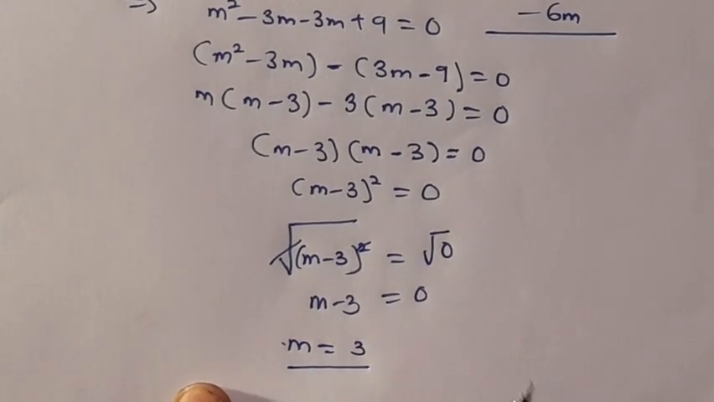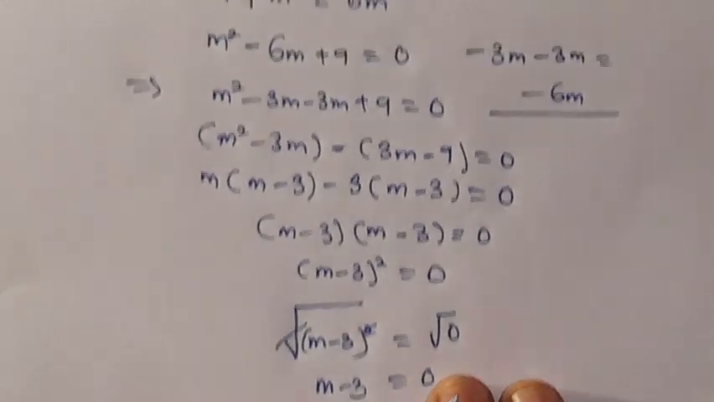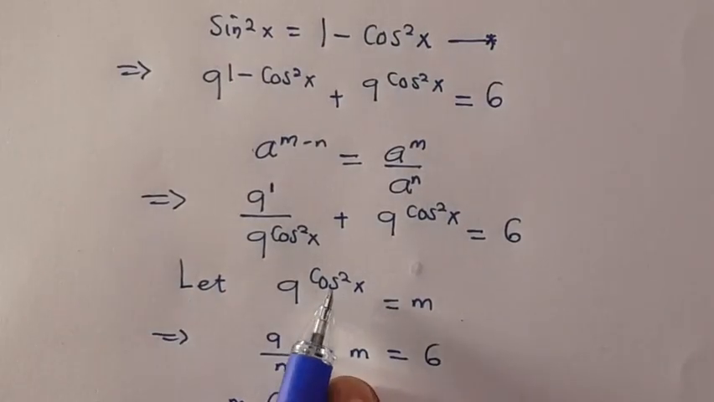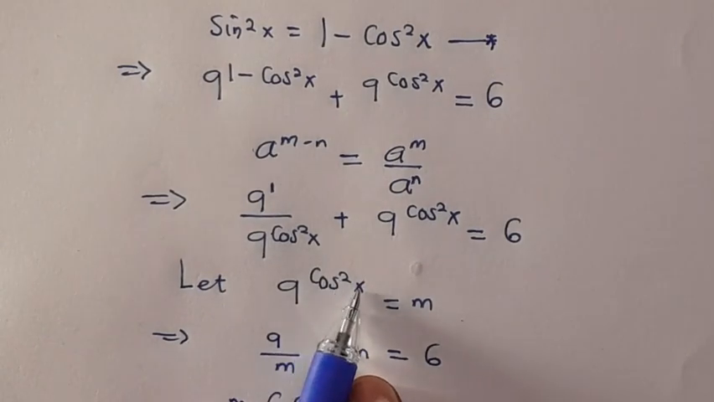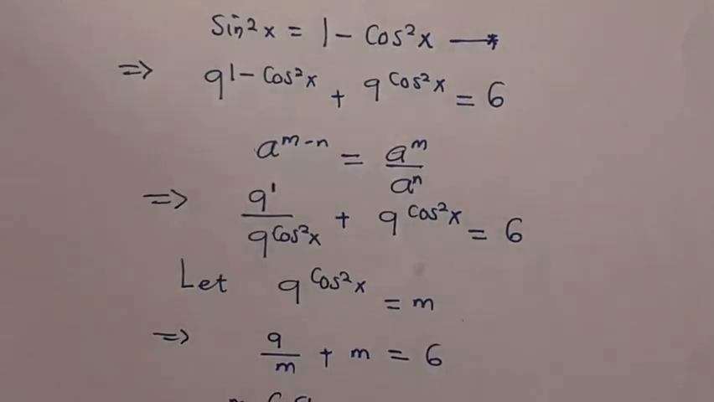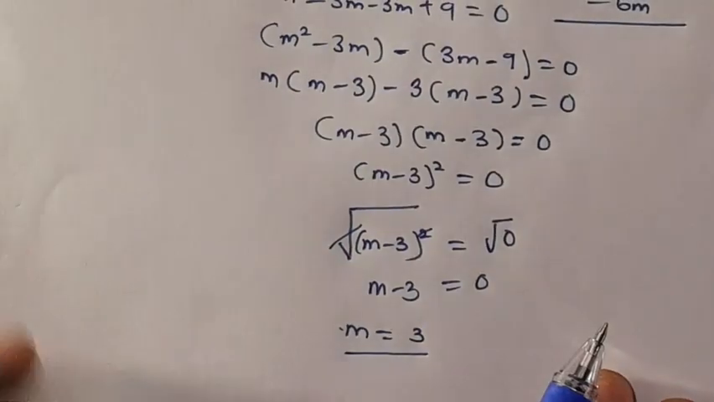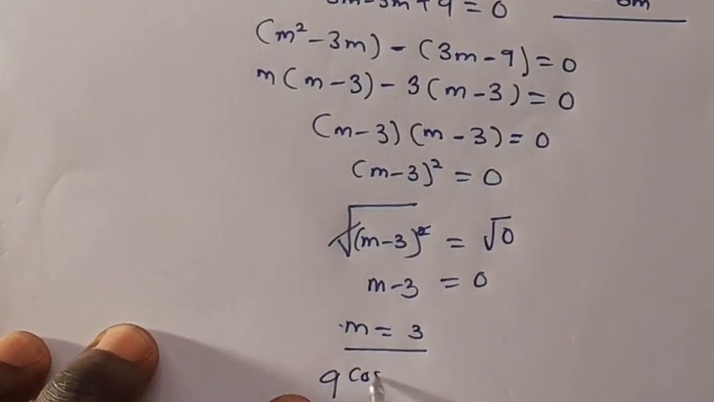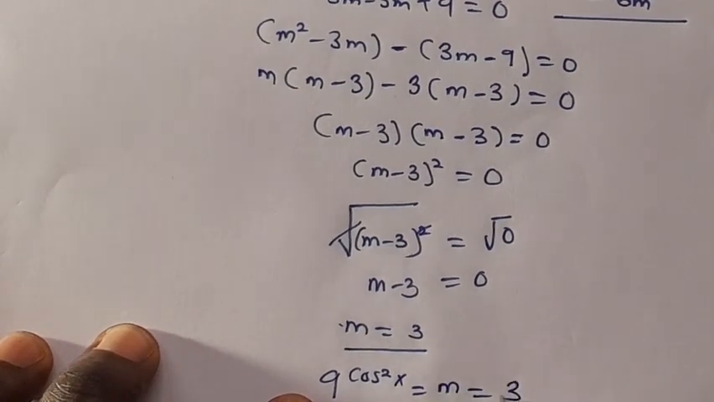When m equals 3, we have to recall from here that 9 raised to power cos square x equals m. So therefore, we can simply have this back as 9 raised to power cos square x equals m equals 3.